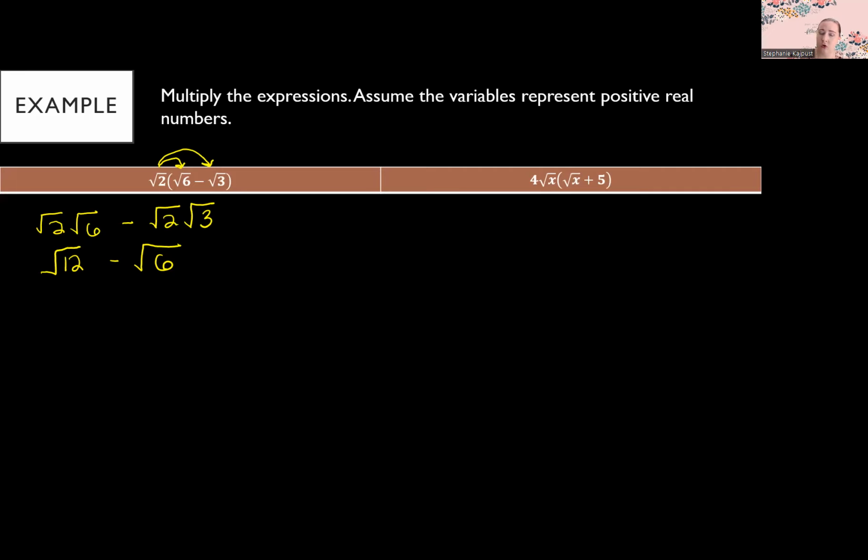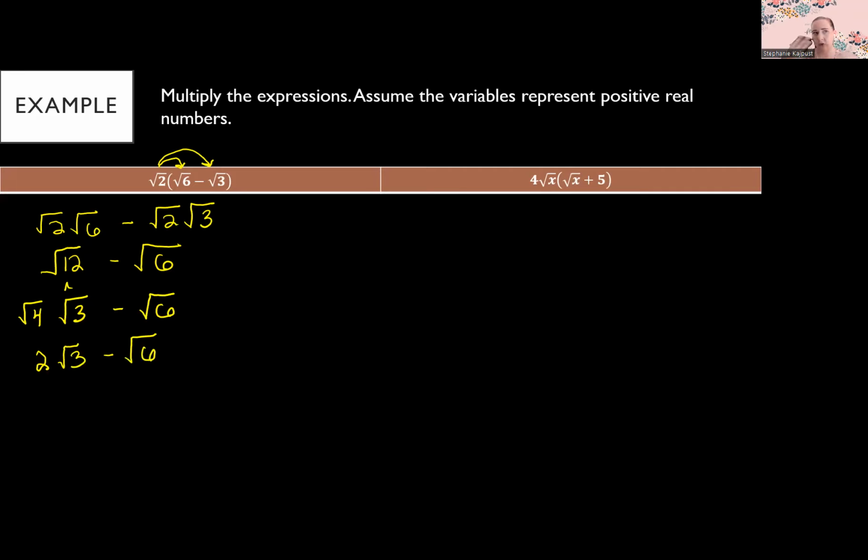So like the square root of 12, I can simplify that because I can divide 12 by 4. So I can pull out a perfect square and simplify that further. So that's the square root of 4 times the square root of 3, because 4 times 3 gives me 12. And then I've got minus the square root of 6. So the square root of 4 is 2. So you get 2 times the square root of 3, and then minus the square root of 6.